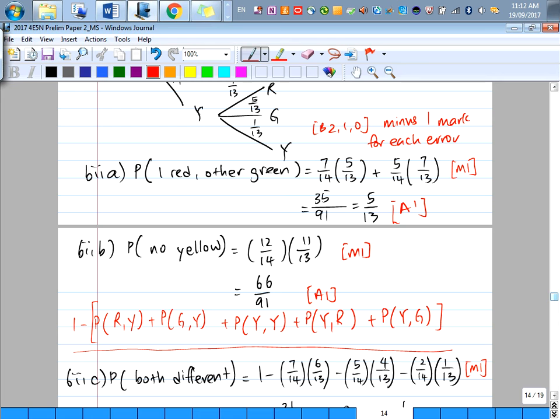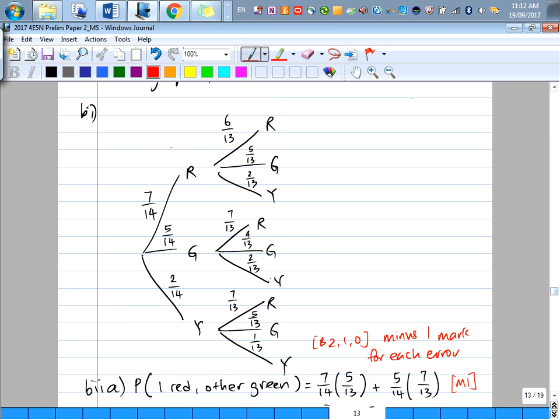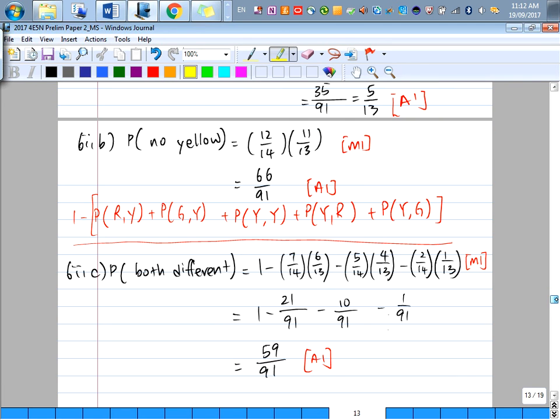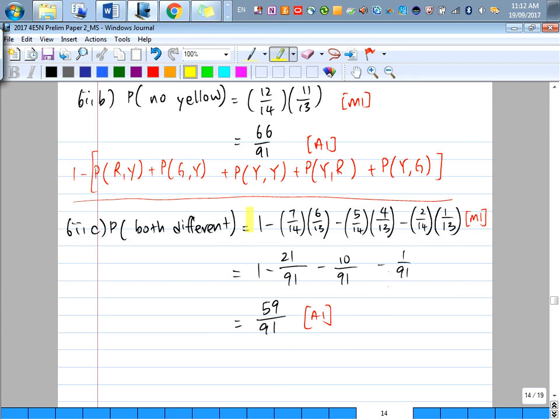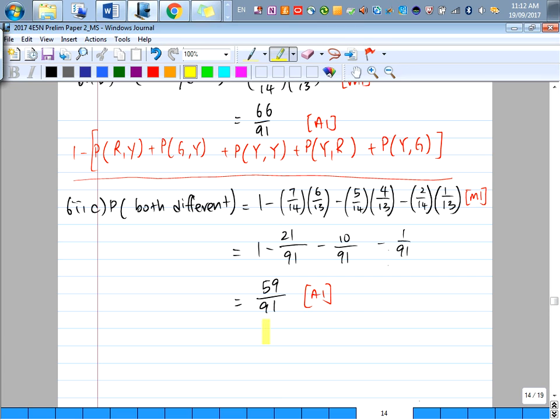Then part C. Both are different. So according to this diagram, where are the branches that show them being the same? We have this over here, red, red. We have green, green. We have yellow, yellow. These are the three branches where two balls are of the same color. So probability that they are different colors will be 1 minus all those three highlighted probabilities. Okay, so these are the values, and you get 59 over 91.